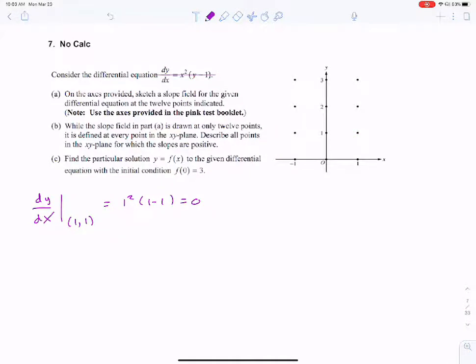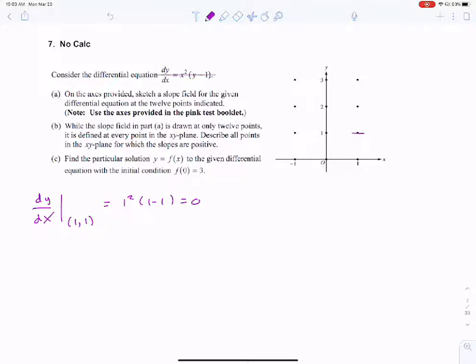What I would then do is draw a little tangent line that has a slope of 0. I'm just going to go through and do that for all my points. I'm going to give you guys a bit of a head start, and maybe you can make the slope field on your own. I want to remind you what we're looking for: if you have a negative slope, it looks negative. If you have a slope of 0, it's 0. And if you have a positive slope, it looks positive.